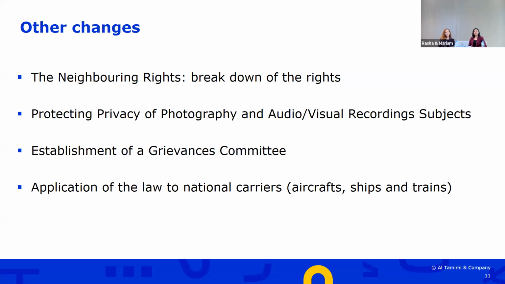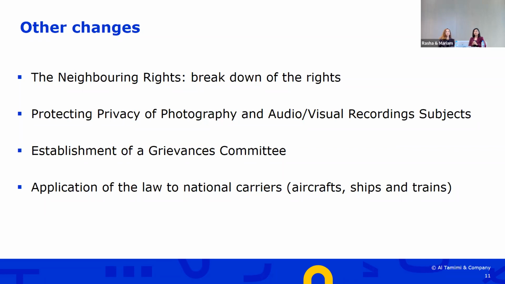Okay. So there are other changes. Basically, what we have mentioned are the major changes that we have seen with respect to the copyright law. But there are other changes. Some of these changes, as Mariam called it, are actually cosmetic. So basically, there is just a rearrangement, redrafting of some articles, which is actually really very good. So for the neighboring rights, Mariam?